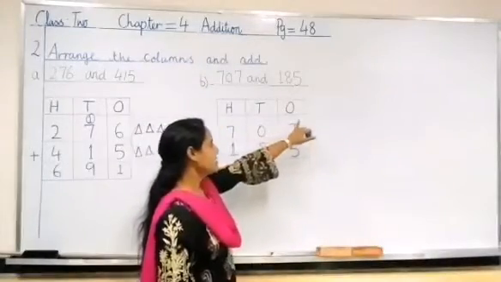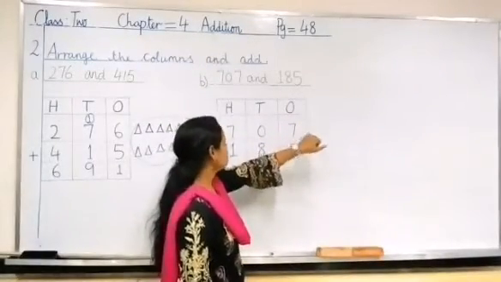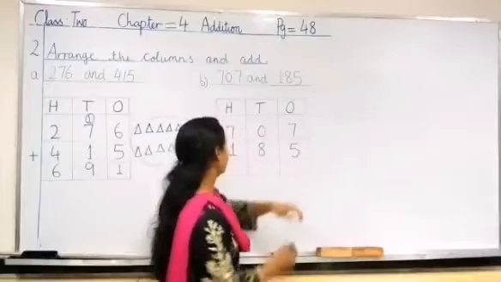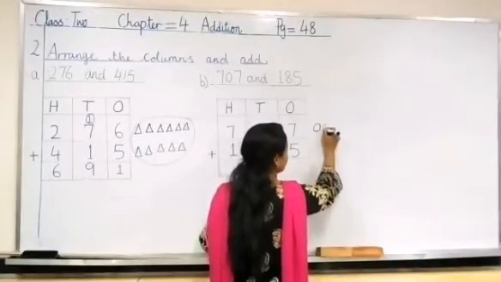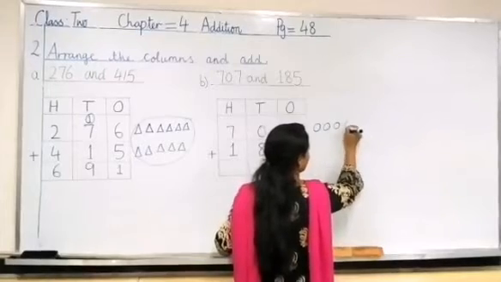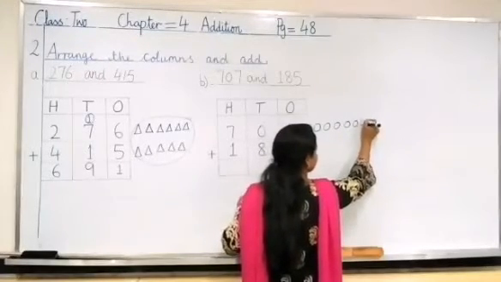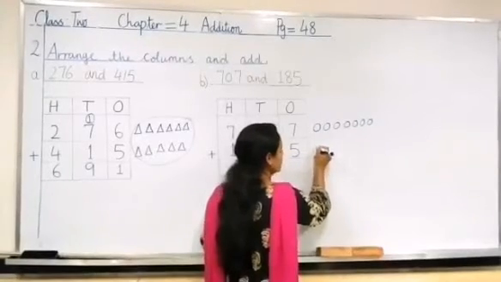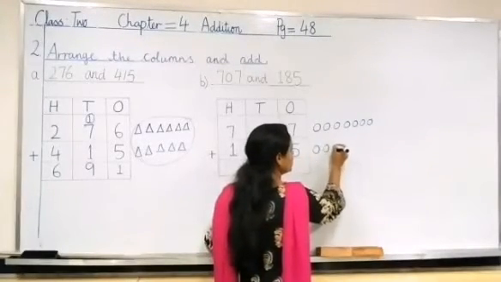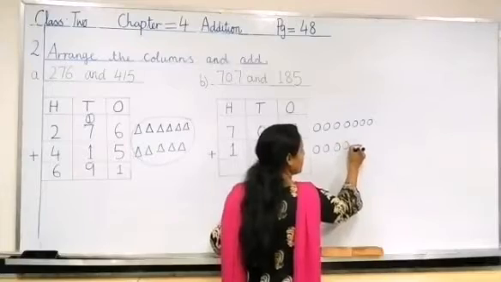Again we will add 7 plus 5. So I am going to draw 7 circles here. 1, 2, 3, 4, 5, 6 and 7. 5 more circles I will draw here. 1, 2, 3, 4, 5.